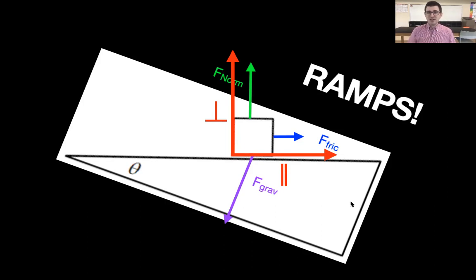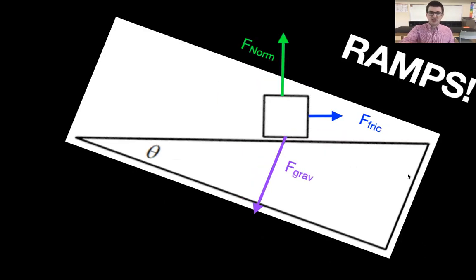And if the object is in translational equilibrium, or AKA it's moving with a constant velocity, we know that the forces in the x direction and the y direction have to be balanced. In the same way, the forces in the perpendicular and parallel direction also have to be balanced. So if we were to choose this coordinate system, this force is already entirely in the perpendicular direction, and this one is entirely in the parallel direction.